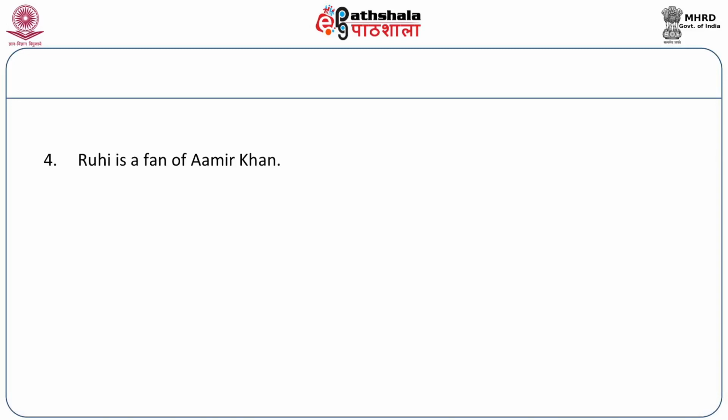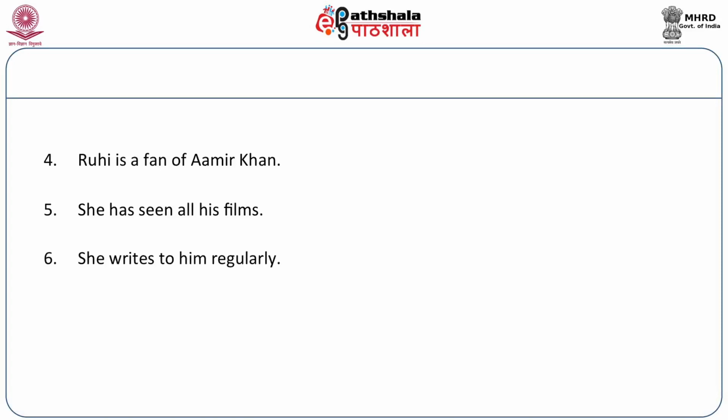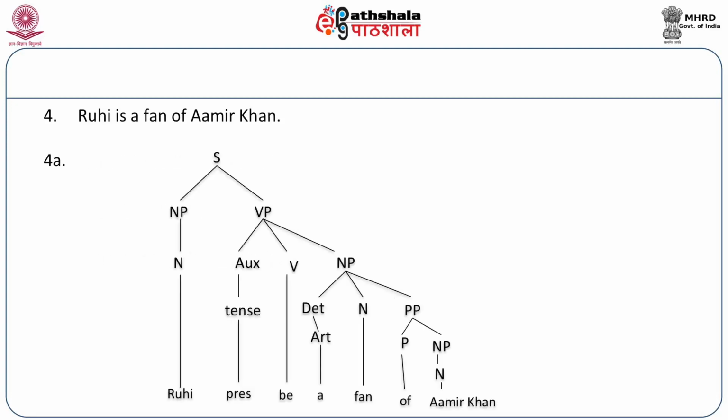Sentence 4, Ruhi is a fan of Amir Khan. And sentence 5, she has seen all his films. And sentence 6, she writes to him regularly. Now we have a tree diagram for the sentence Ruhi is a fan of Amir Khan. Here we have the S divided into a noun phrase and a verb phrase, and the noun phrase has only a noun. However, the verb phrase has auxiliary V and noun phrase.